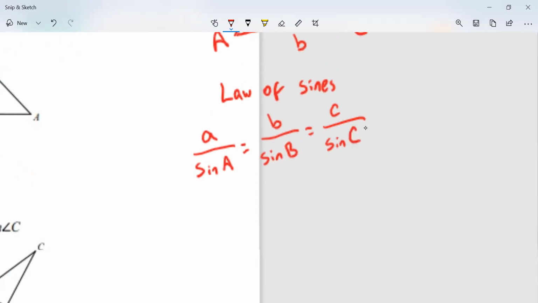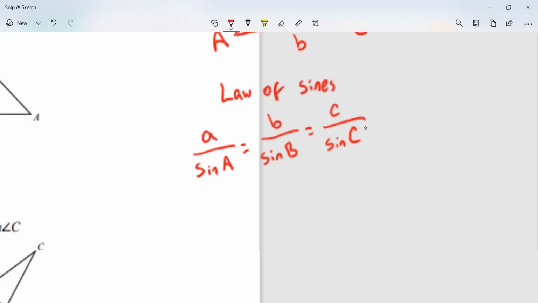So if I have information about angle A and side A, well, I will use the first fraction. If I have information about angle B or side B, use the second fraction. And obviously for side C, if you have information about side C or angle C, use the third fraction. Of the three fractions, I'm only going to use two. I'm going to use the two fractions where I have some information about.